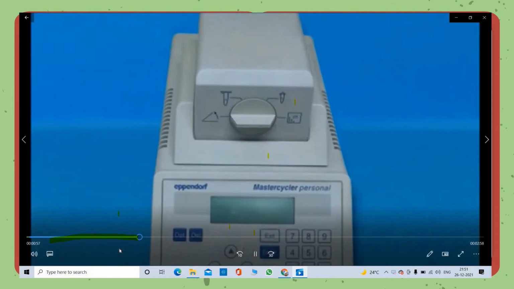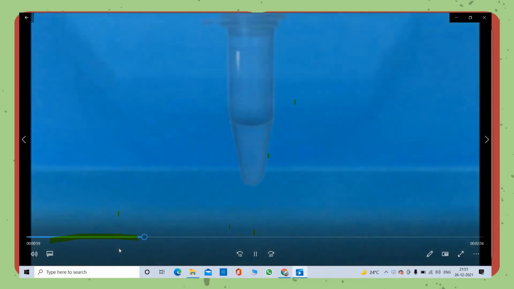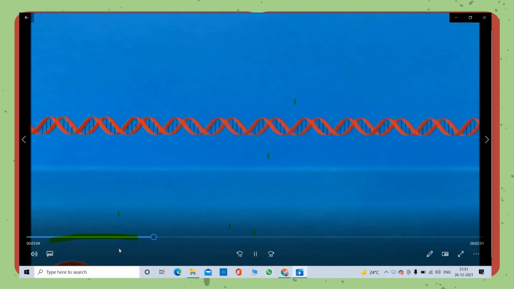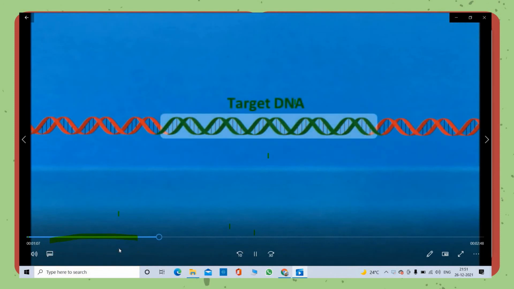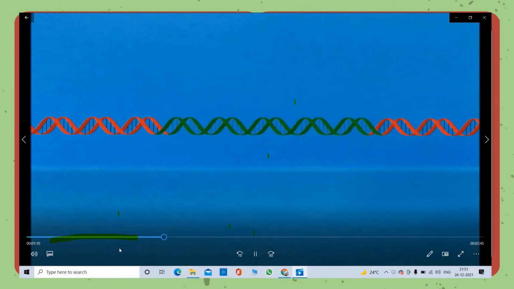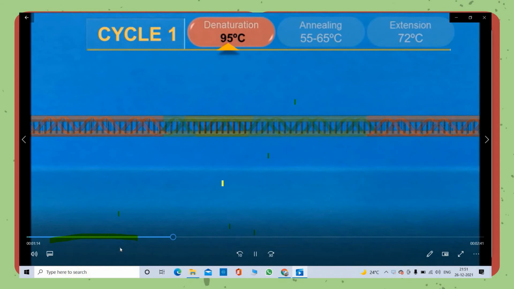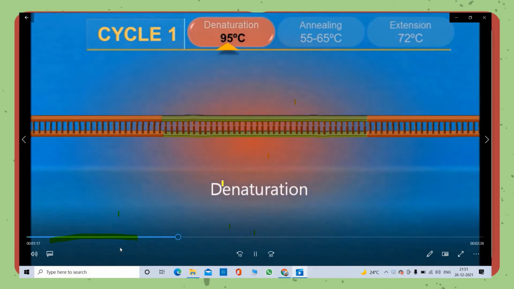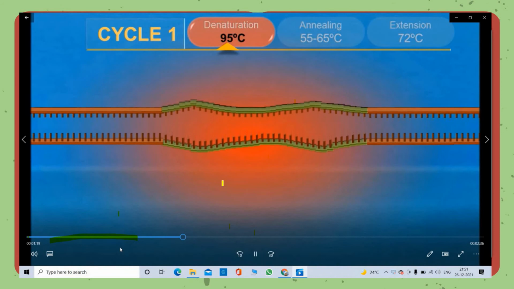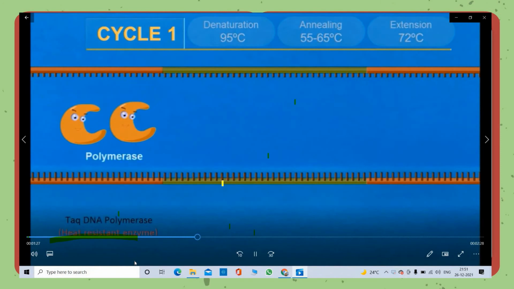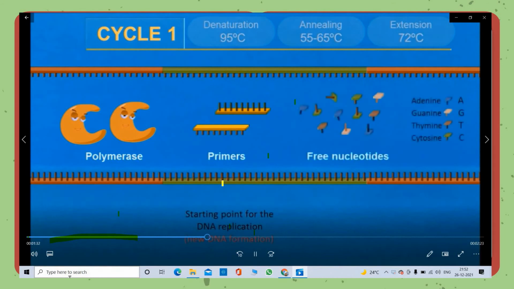Children, this is called the thermal cycler. The double-stranded DNA of interest is denatured to separate into two identical strands by high temperature. This is called denaturation. Each strand is allowed to hybridize with a primer, called renaturation or primer annealing. The primer template is used to synthesize DNA by using Taq DNA polymerase.